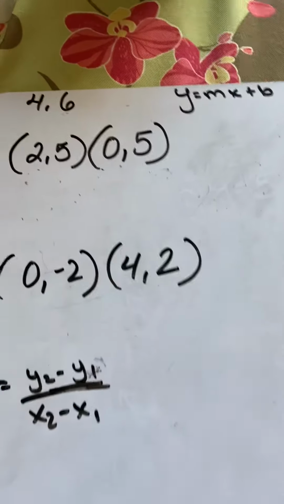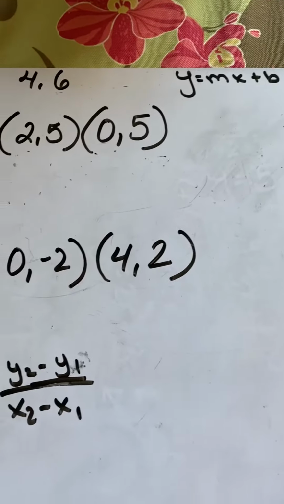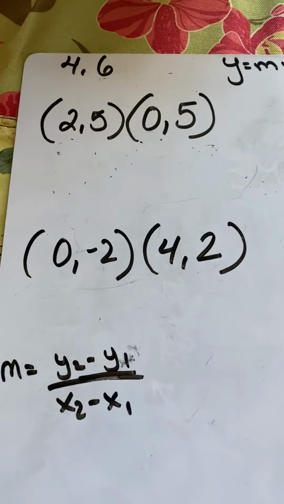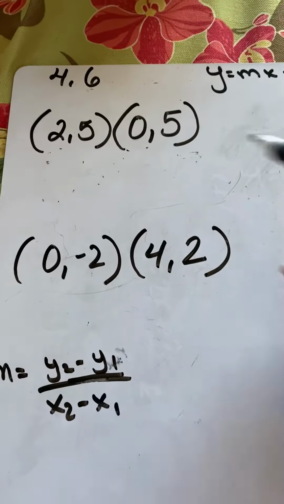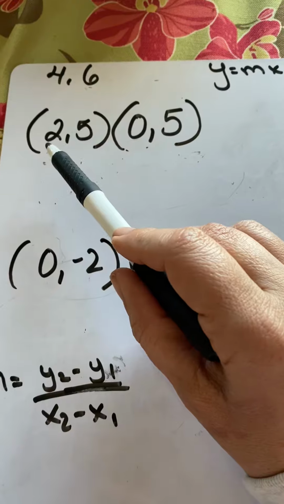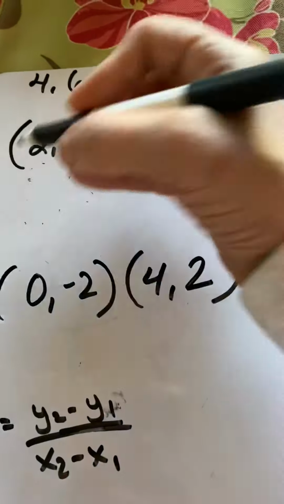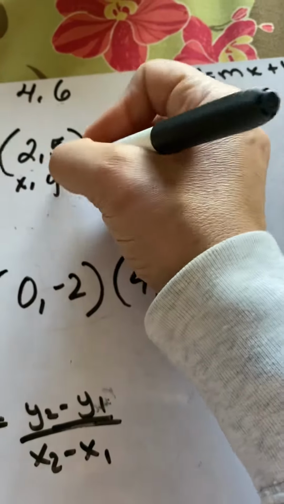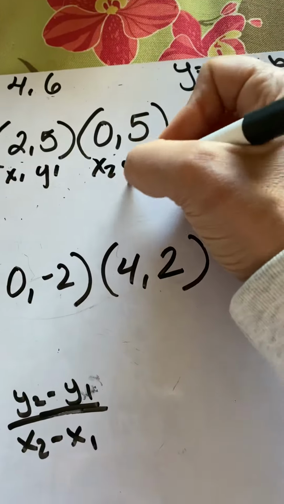Good morning. Today we're going to write equations in slope-intercept form given 2 points. So here I have 2 points. You can graph them if you want, but it's easier just to do it this way. First thing you're going to do is identify your x1, y1, and your x2, y2.